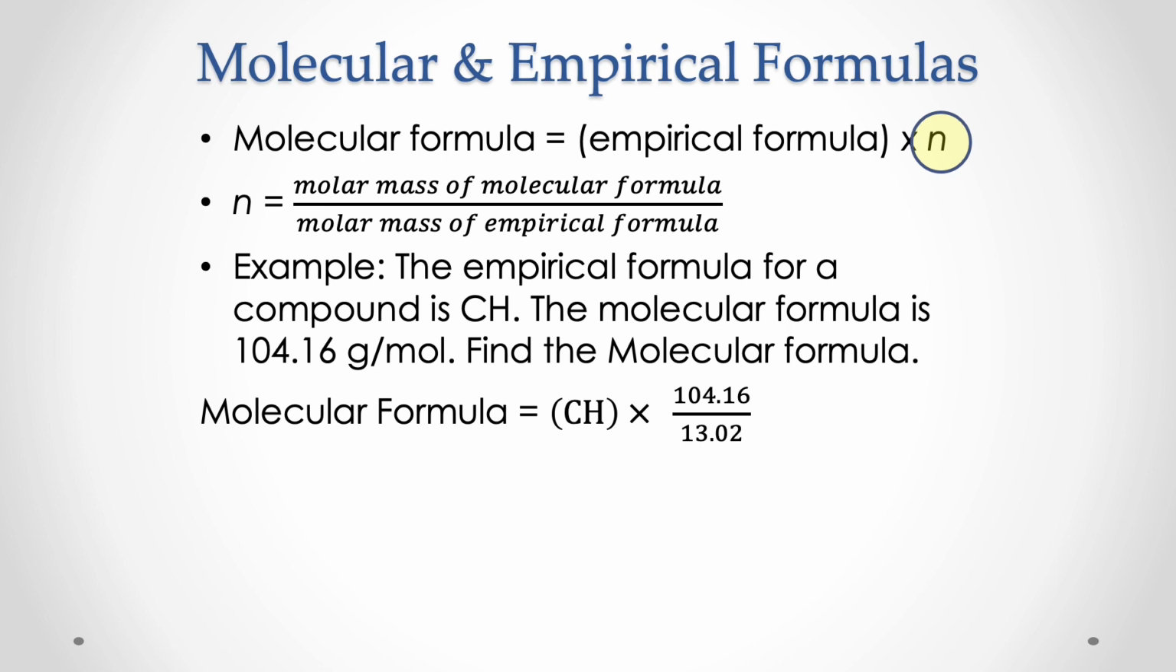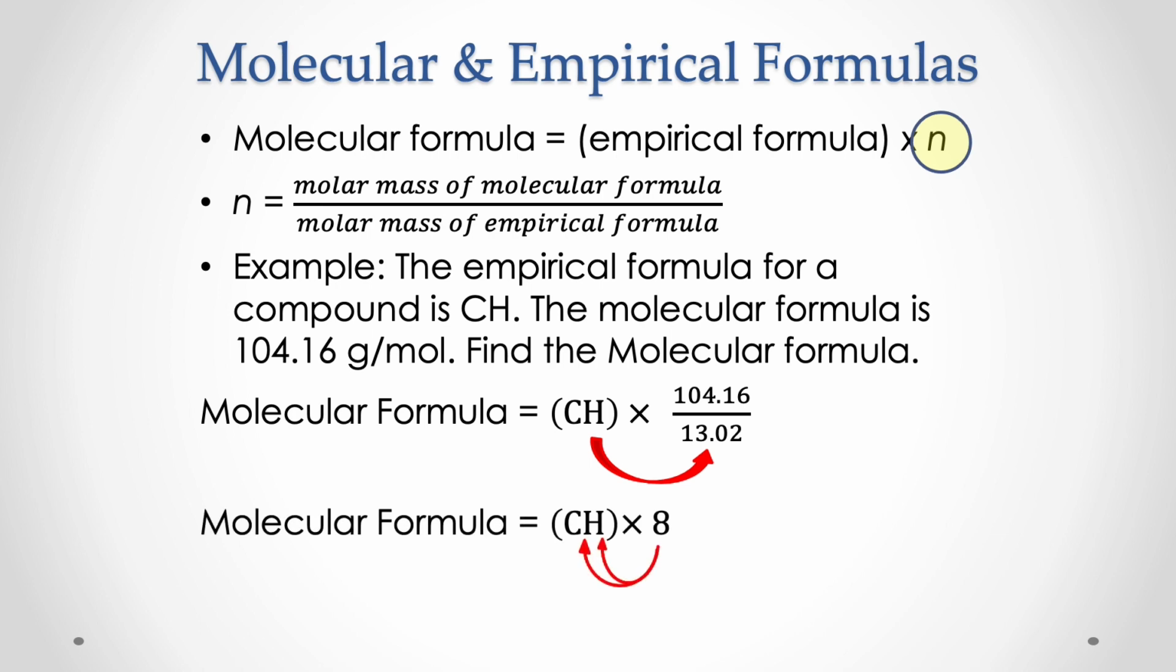The molar mass of the molecular formula is given to us in the problem, and the molar mass of the empirical formula is 13.02. This is because it comes from 1 mole of carbon and 1 mole of hydrogen, which are 12.01 and 1.01 grams per mole respectively. This ratio is equal to 8. We can distribute the 8 equally to each element and find the molecular formula, C8H8.